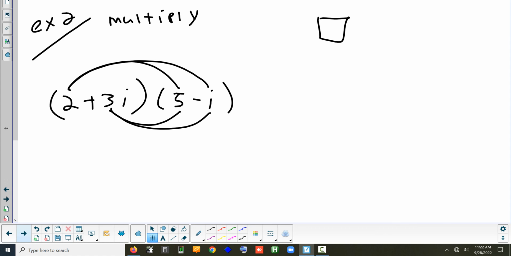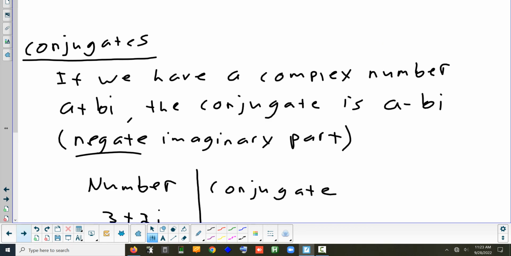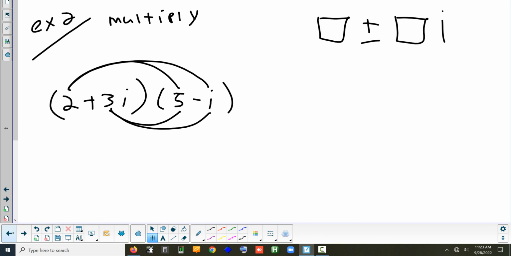You're going to have a real part, plus or minus, an imaginary part, and then an i. I don't know if it's a plus or a minus, depends on the problem. It'll be one or the other. But we need to fill in these two boxes. Okay, let's do it out.